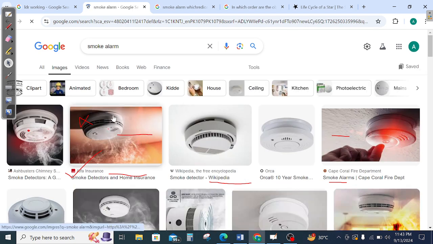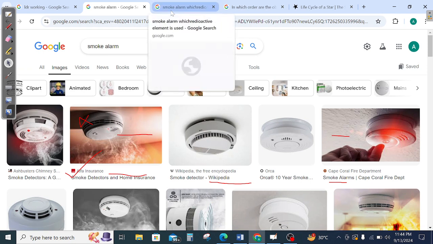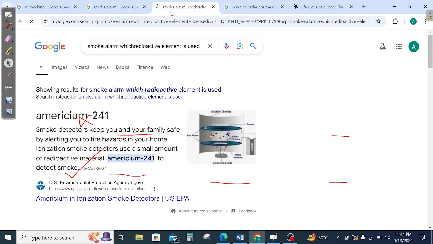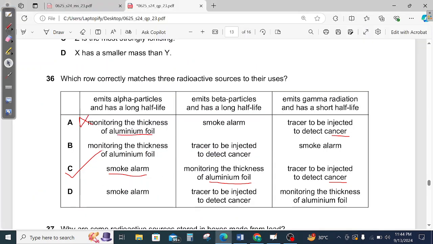If the temperature of the room or kitchen is very high, then they detect the temperature by the smoke particle. Then they start a beeping sound, so you will be alarmed that the temperature is high. Here it has mentioned that we use americium, a radioactive material that emits alpha radiation. That is why we have to select the C option here.